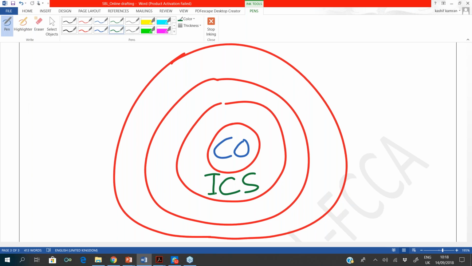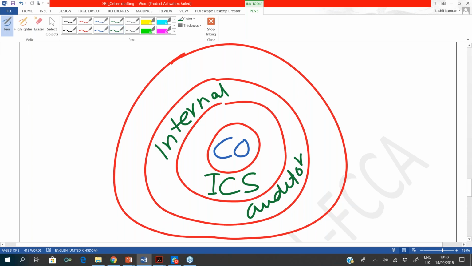Then who checks the ICS is the internal auditor, right? Then you have the internal auditor in the second layer. And on top of the ICS, and the internal control system, is the non-executive directors, or the audit committee.